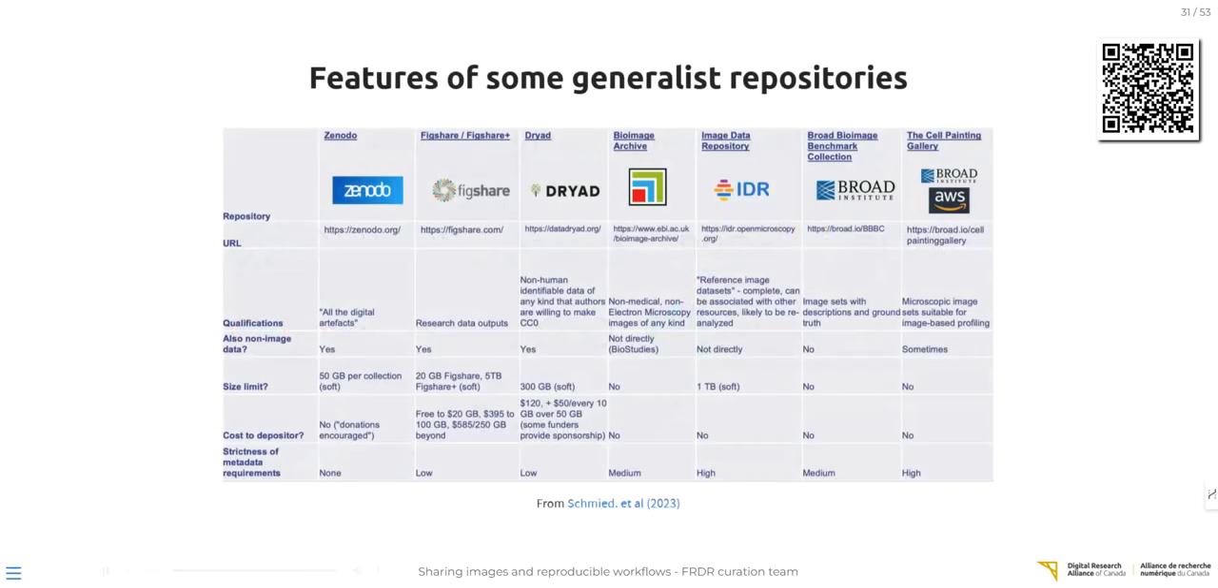This table, from Schmid et al. 2023, outlines key features from different repositories such as file size limits, costs, whether they accept non-image data, and the type of metadata they require. Platforms like Zenodo and Dryad support a wide range of research outputs, while others like the Bioimage Archive are tailored specifically for imaging datasets. While the metadata requirements differ, it is a good practice to provide well-documented datasets to allow their understanding and reuse by other users.